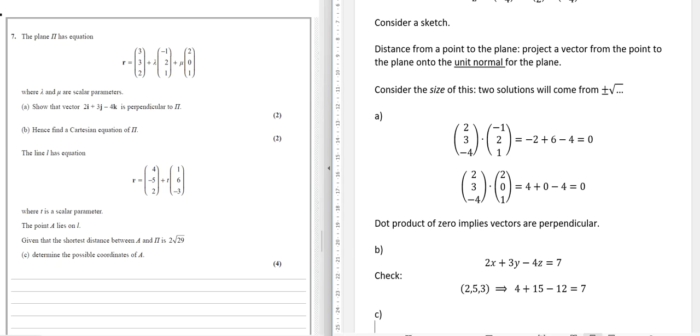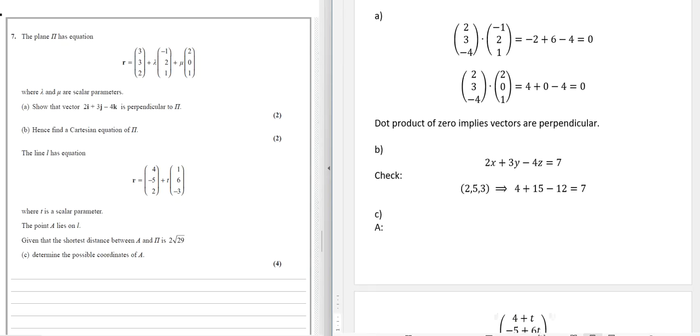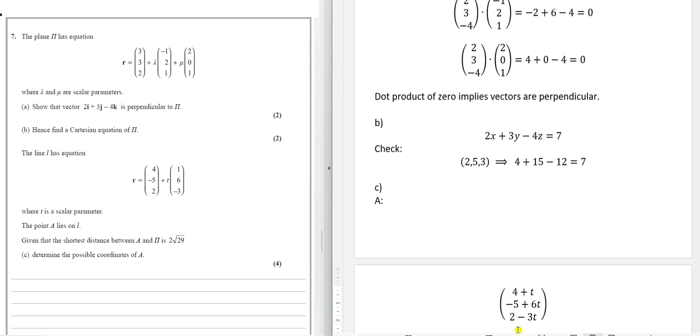We have a point, point A. I'm going to get the general point from the line. So 4 plus t, minus 5 plus 6t, and 2 minus 3t. That describes for me a general point on the line. And I'm told that the shortest distance from that point to the plane is 2 root 29.